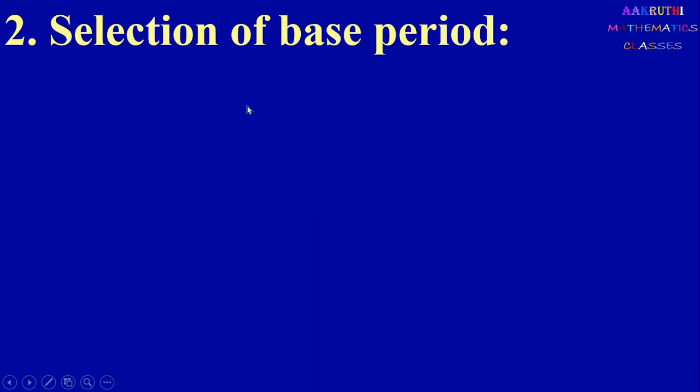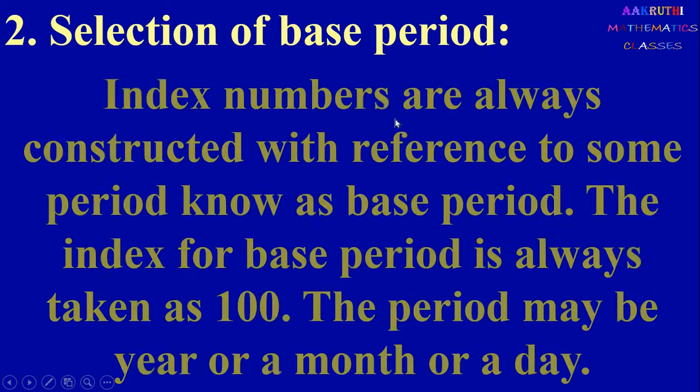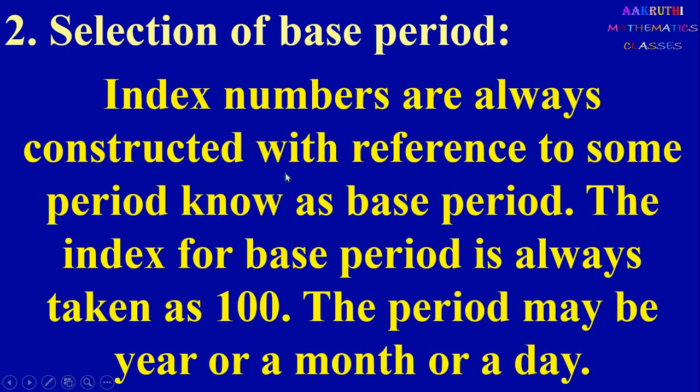So next one, it is selection of base period. Index numbers are always constructed with reference to some period known as base period. The index for base period is always taken as 100. The period may be a year or a month or a day.